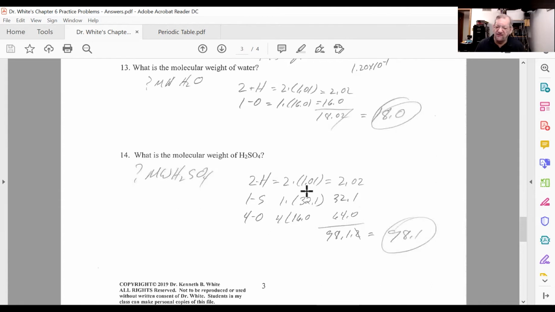Hydrogen, the atomic weight, the 3 significant figures, is this number. There's 1 of sulfur. If you round it off, you get 32.1. And I forgot the bracket here, but for oxygen is 16.0.